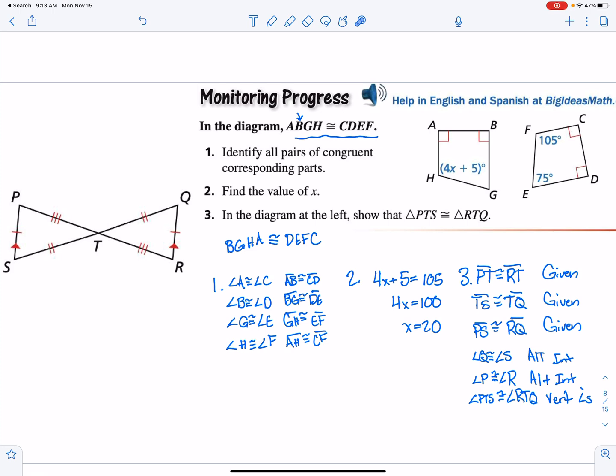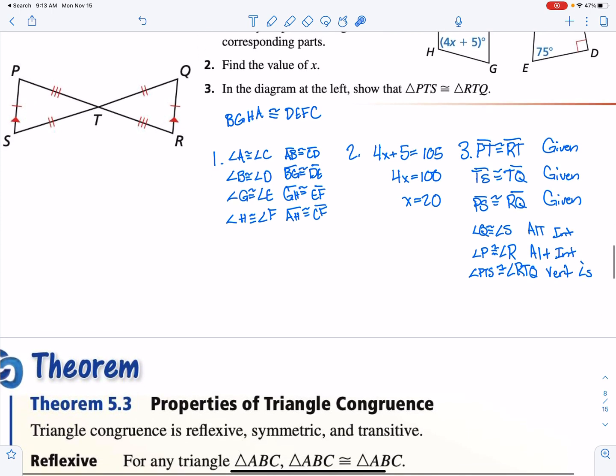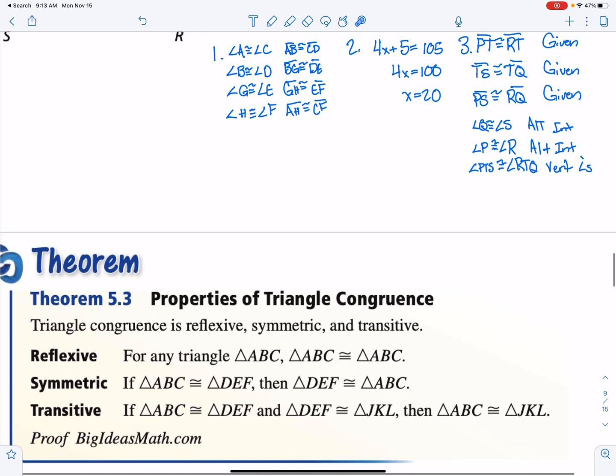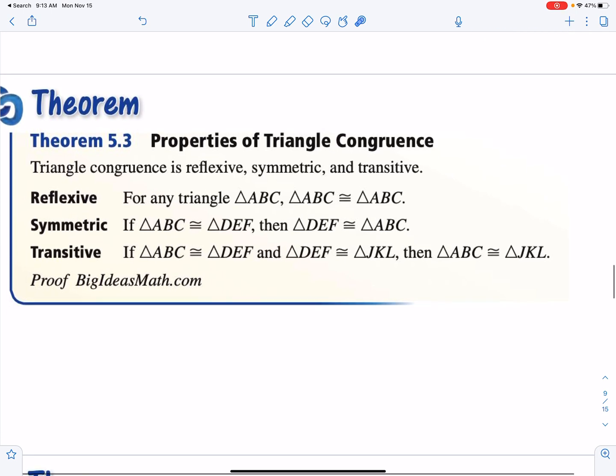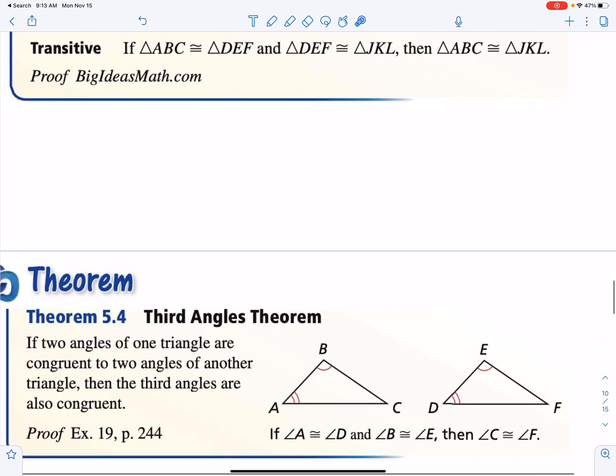Again, some of it was given, some of it I needed to make sure I understood why it was the case. Again, we have properties of congruence in a triangle. We have the reflexive, symmetric, and transitive property. Again, you should have these in your notes. We talked about these several times. I think clear back in maybe chapter 2 or earlier even. But a lot of things are able to use the reflexive, symmetric, and transitive properties.